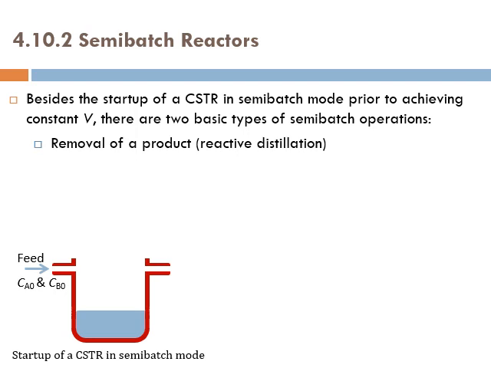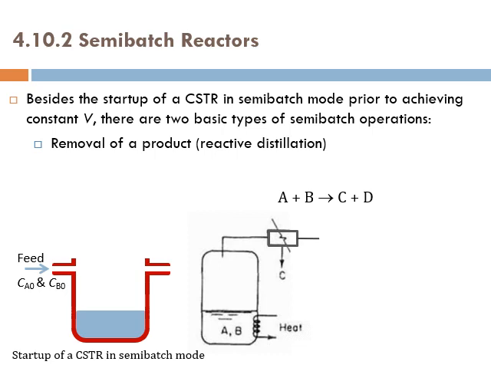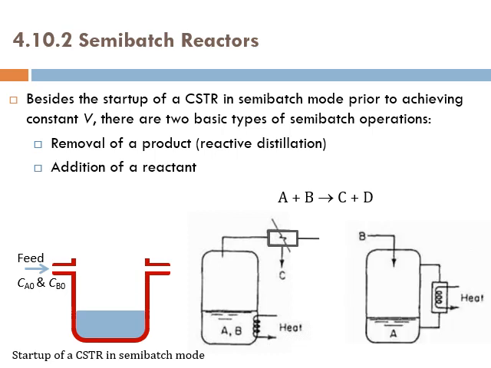We have two types. The first type is where we have removal of a product, which is known as reactive distillation. So for example, we have A plus B gives me C plus D, and the reaction mixture contains A and B initially, but then we are producing C and D, and with a little bit of heat, C will evaporate because it's very volatile, right? So I'm taking C outside the reaction mixture, so we have a continuous output, which makes the operation semi-batch.